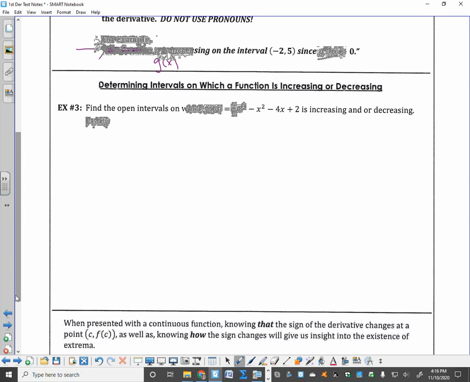Determine the intervals on which a function is increasing or decreasing. Find the open intervals on which that, which is a cubic, super well-behaved function, always continuous, is increasing or decreasing, and justify. Now, no skimping on these steps. This will be on an FRQ. I would almost guarantee it. Almost. So that's a high probability.